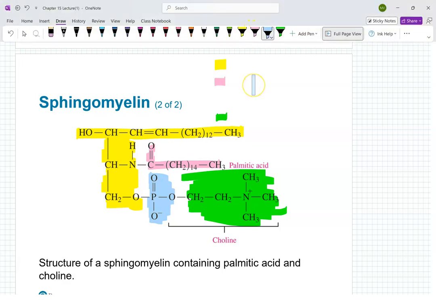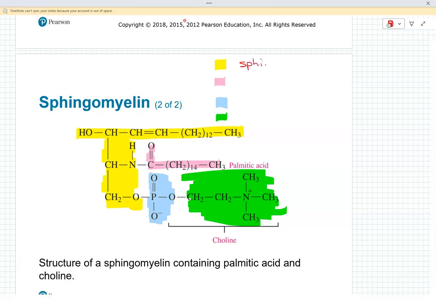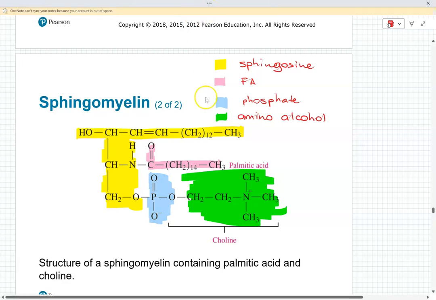Now, I'm going to give you that list here so you can kind of orient yourself. So the yellow is sphingosine. The pink is fatty acid. The blue is phosphate. And the green is an amino alcohol. So far so good.